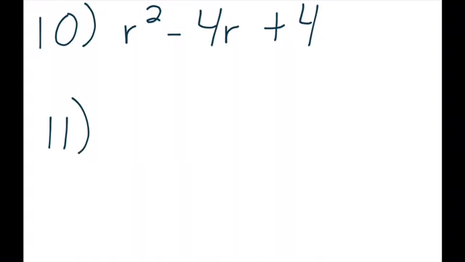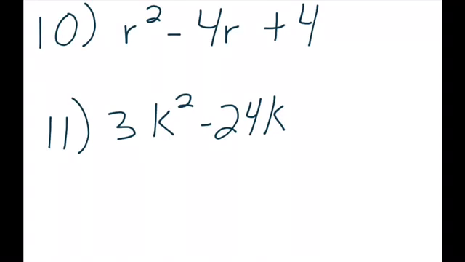Okay, here's number 11. 3k squared minus 24k plus, I'm trying to see what that says there, 45.